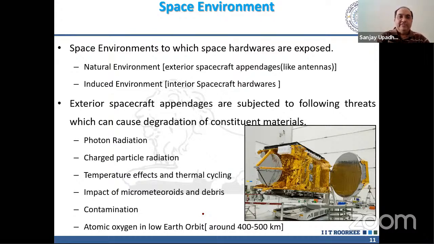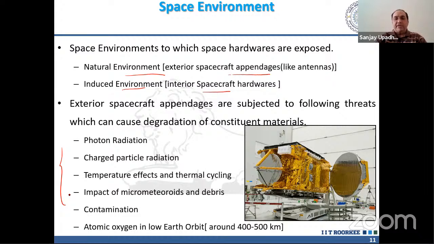The space environment is a natural environment and induced environment. Natural environment, exterior spacecraft and interior spacecraft. The exterior spacecraft environment includes photon radiation, charged particle radiation, temperature effects, thermal cycling. So these are the space environment. As a technocrat, when we study any space research, or do research for a space-oriented purpose, we need to consider all this.